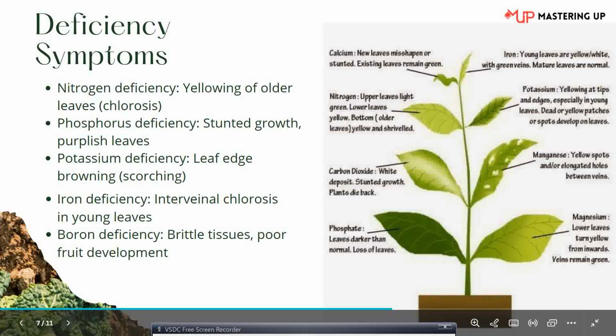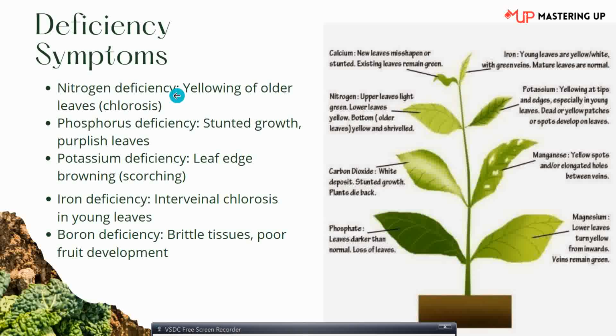Among the major nutrients, nitrogen deficiency is shown by yellowing of the older leaves, chlorosis. Phosphorus deficiency causes stunted growth and purplish leaves. The purplish leaf is the major indication of phosphorus deficiency. Potassium deficiency shows leaf tip browning or scorching. Iron deficiency causes interveinal chlorosis in young leaves. And boron deficiency causes brittle tissues and poor fruit development.